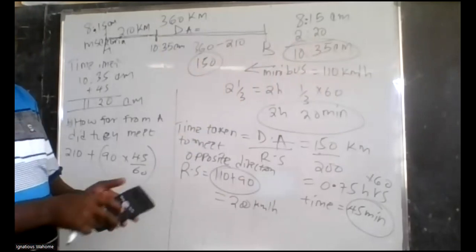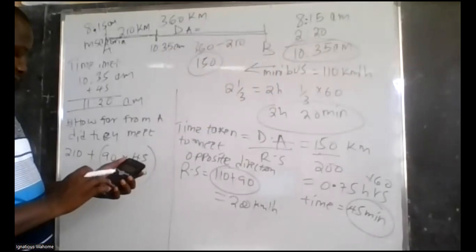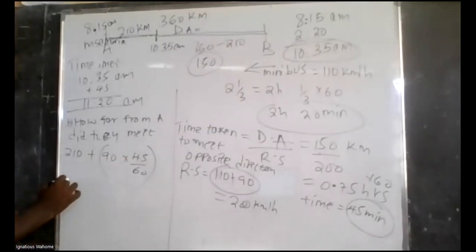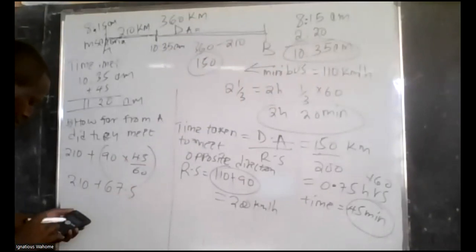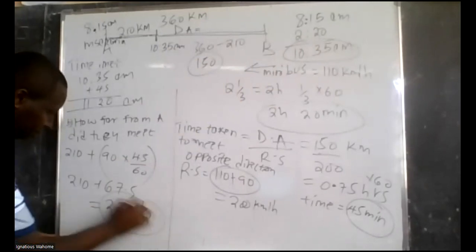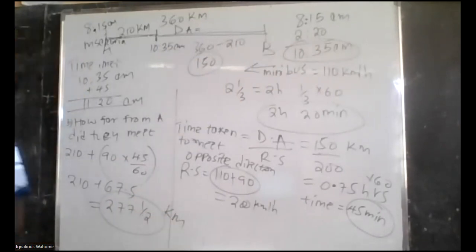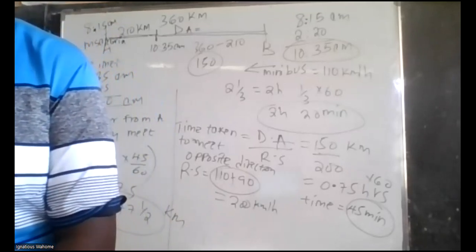So therefore, you get what? You get 90 times 45 over 60, which is 67.5. So 210 plus 67.5, you get 277 and a half kilometers. So the answer is 277.5 kilometers.